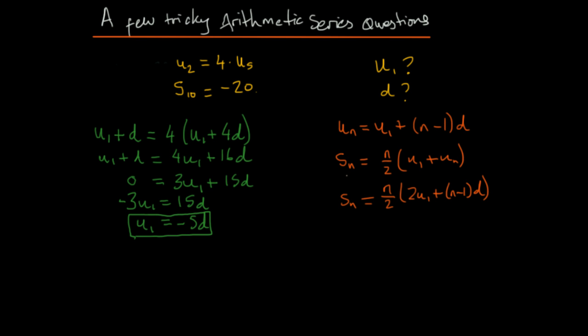Sorry, I'm getting confused there. We don't know n, we don't know u1, and we don't know the last term, right? We don't know this guy. So actually, I think it's better to use this equation here because it's all in u1 and d's, which is what we're trying to find out. So I think that this one would be better than this one. Hopefully that makes sense and I haven't confused you.